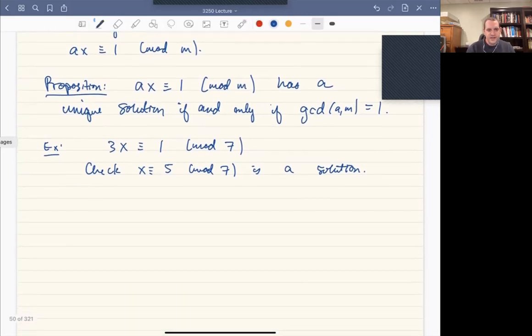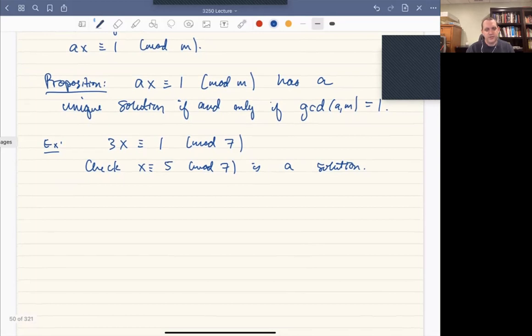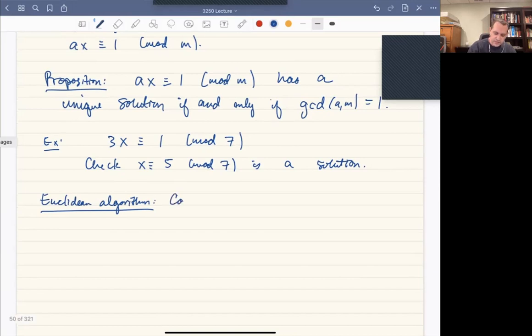So before we get to actually proving this, before we get to solving linear congruences, what we need to get good at is using what's called the Euclidean algorithm. This is an algorithm, a method for us to compute quickly and efficiently the GCD of two numbers. So this allows us to compute the GCD of a and b very quickly. It's a very efficient algorithm.